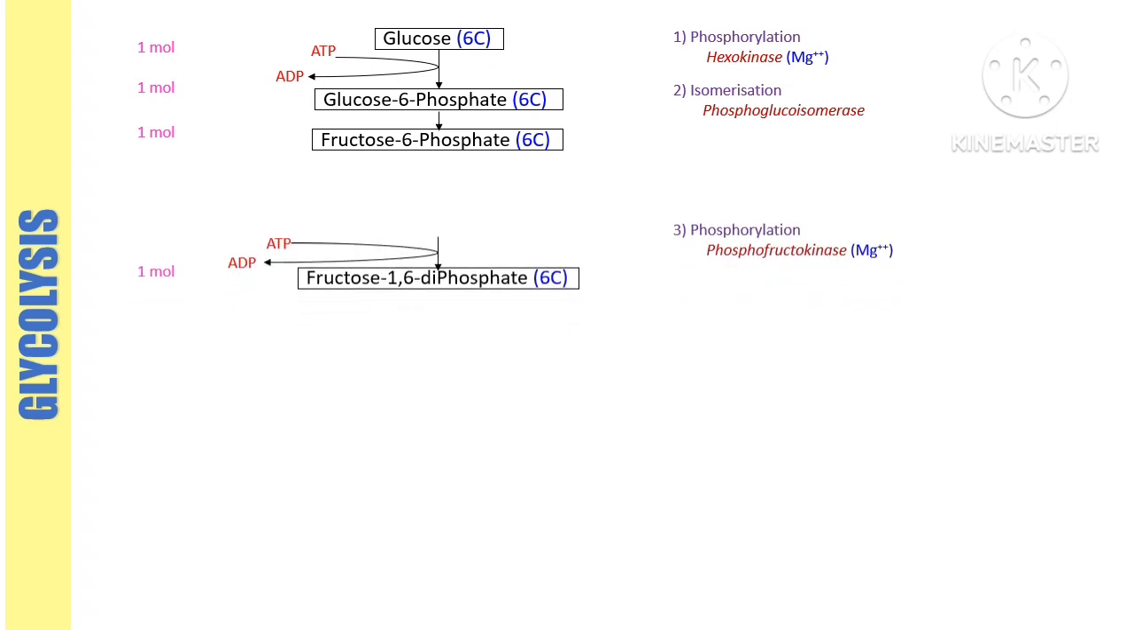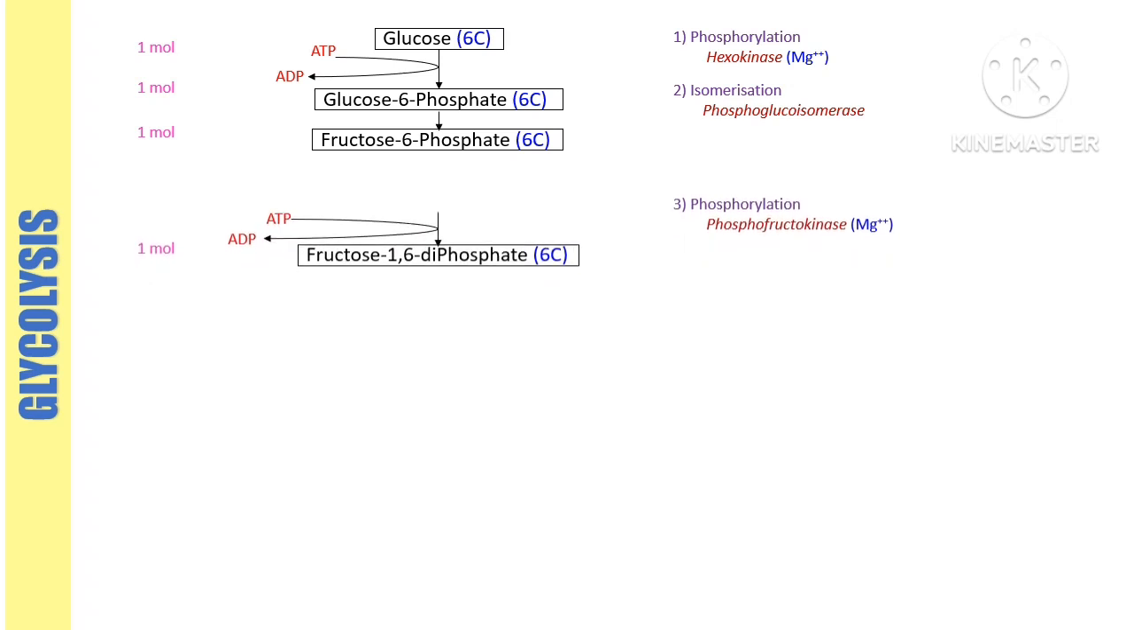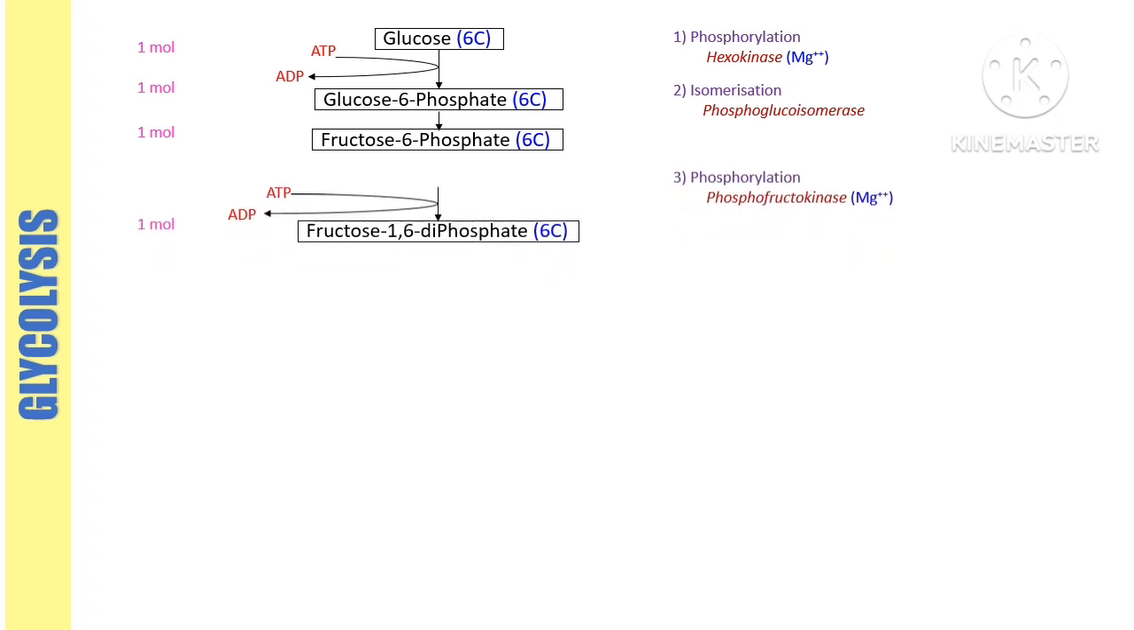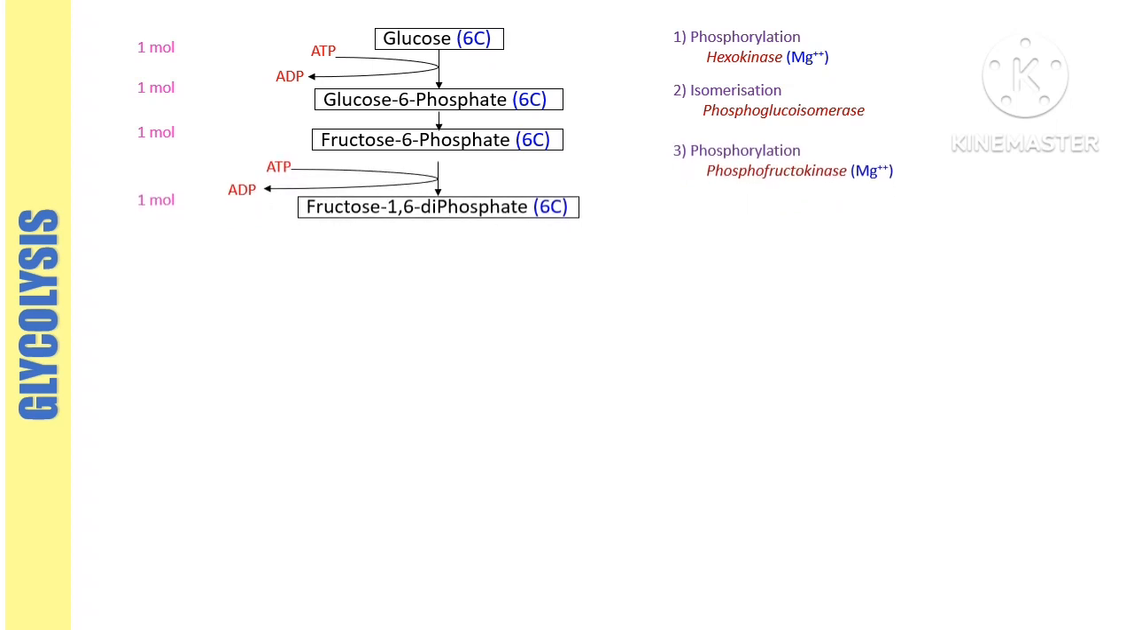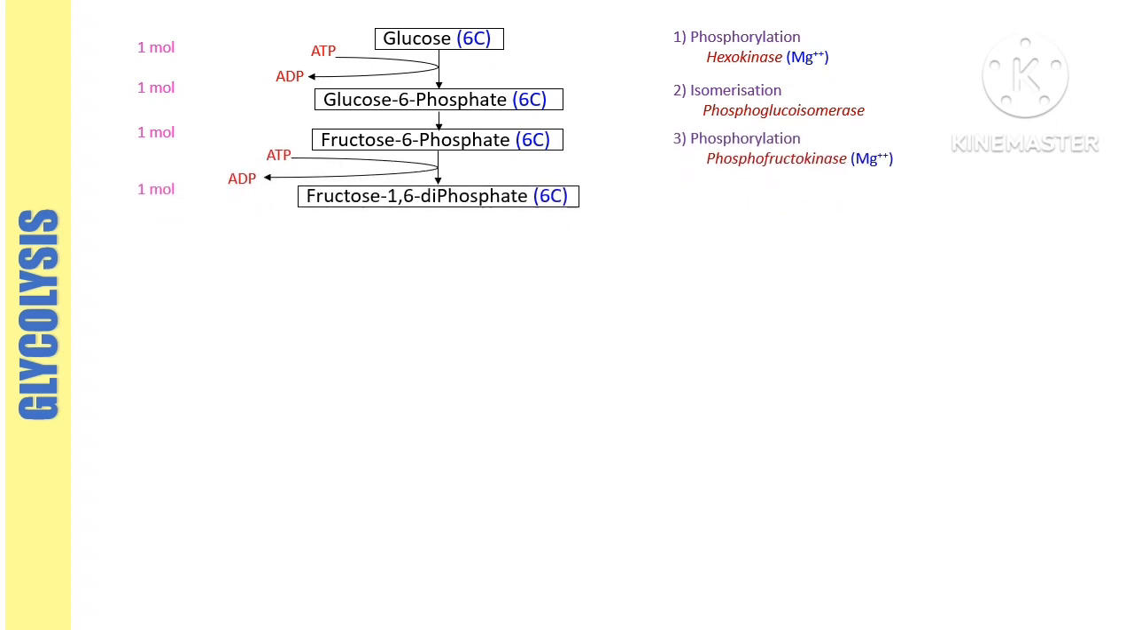Then in the fourth step, fructose 1,6 diphosphate splits into two 3 carbon molecules, that is dihydroxyacetone phosphate (DHAP) and PGAL. This reaction is known as cleavage. At this position, our first phase, that is the preparatory phase of glycolysis, ends. We get 2 molecules of each 3 carbon compound. This reaction is catalyzed by the aldolase enzyme.